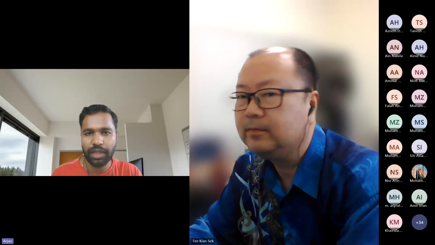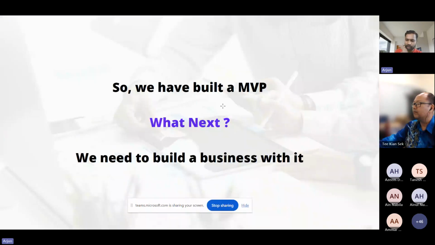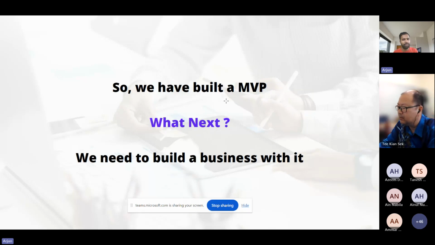So let's go back to the session again. So far we have seen how to build a minimum viable product. Once we have built a minimum viable product, now we need to start thinking about how to build a business with it, right? Because so far, we haven't thought about any of the business aspects. We were just thinking about what is the customer problem, what is the idea we are going to come up with, what is the prototype we are going to build, how are we going to validate.